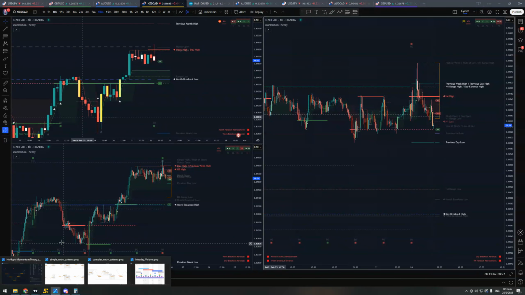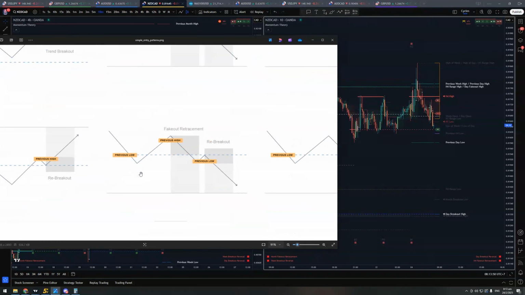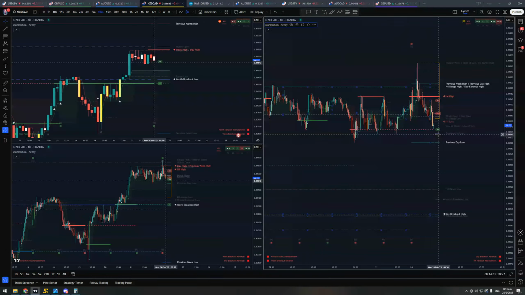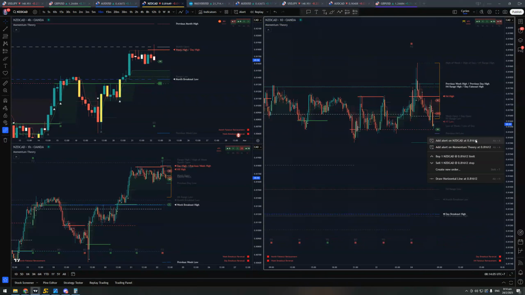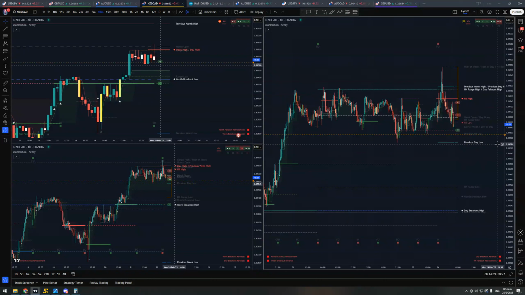And so if I'm looking at my simple entry patterns, it's a pullback move. Broke out, came up, faked out the high again. This is a fake out retracement, and I'm looking for a re-breakout underneath that level. So the H4 low is right here. I could take a breakout from down here. This is probably the earliest place I'd be looking for a sell, but I think safer ones would be down below here.